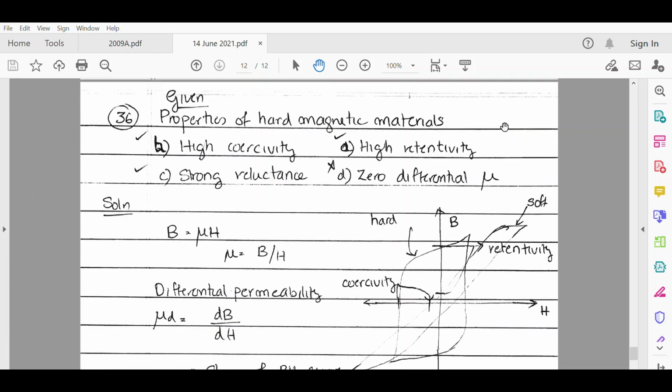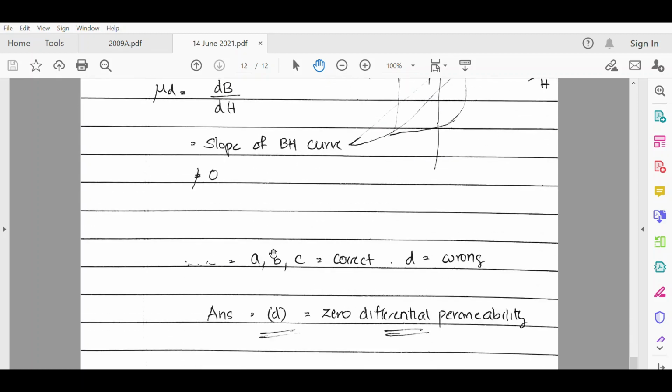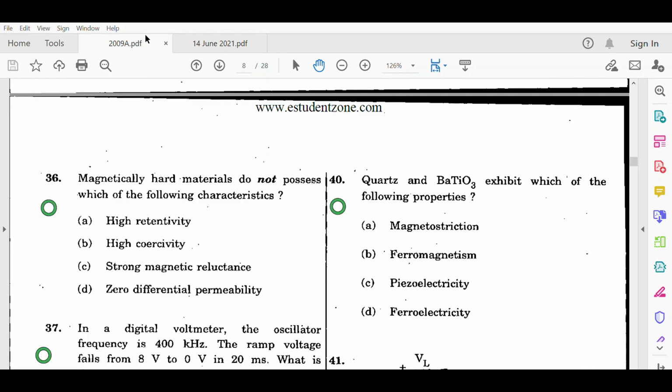And in the question they have asked us which is the wrong option. So A, B, C are correct, D is wrong, and hence D, zero differential permeability, is not a characteristic of magnetically hard materials. So D is the correct option.